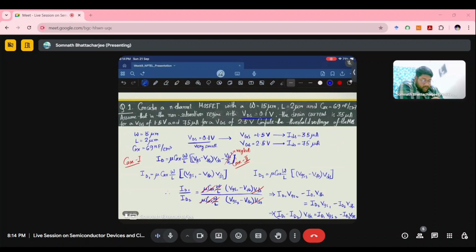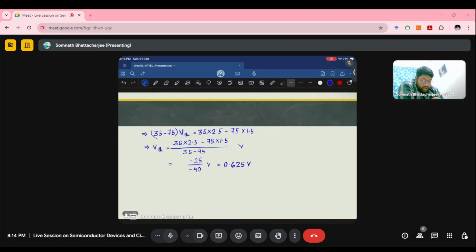What we have done is take into consideration that VDS is very small. If we were calculating VDS squared, that would be very small, 0.01 divided by 2, so 0.005. We have just omitted that part. Because of that, we have easily calculated each of the parts and got a smooth equation: ID1 minus ID2 into VTH equals ID1 into VGS2 minus ID2 into VGS1, and the value of VTH is 0.625.